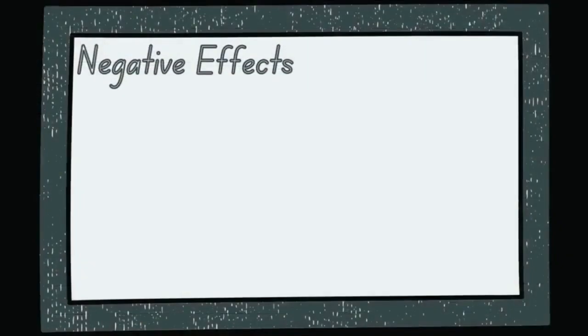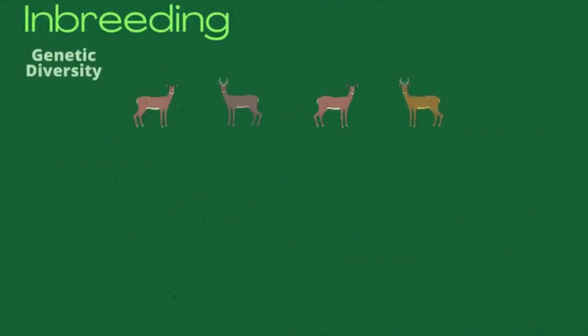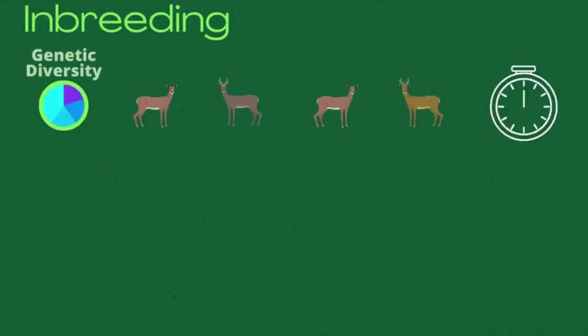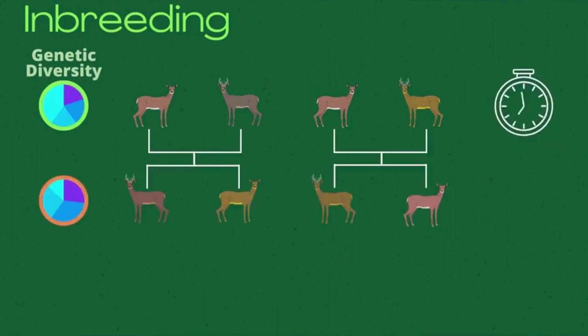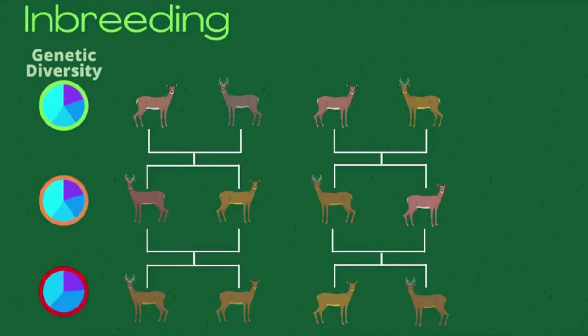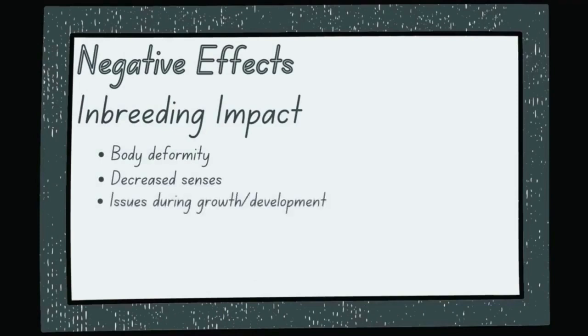One of the major negative impacts of habitat fragmentation is inbreeding. After their habitat is fragmented, species are usually forced into smaller groups. Organisms mate with individuals that are genetically similar. This results in a decrease in genetic diversity. The lowered genetic diversity can result in traits that decrease the survival rate of individuals, such as body deformities, decrease in vision and smell, and potential issues during growth.